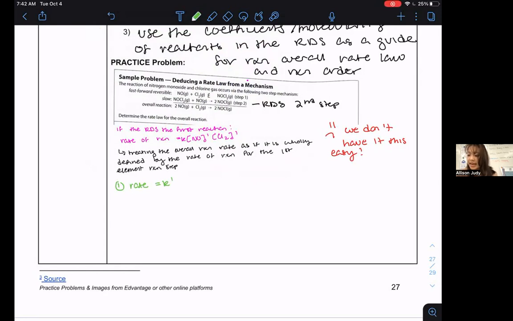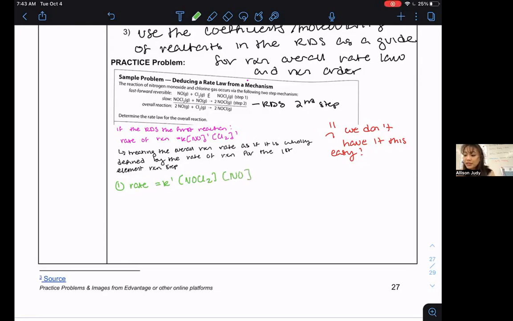Because every k is with respect to each individual reaction step, I'm going to call it k prime because it's the second step. It's the rate constant for the second step, times the concentration of NOCl2, and the concentration of NO.